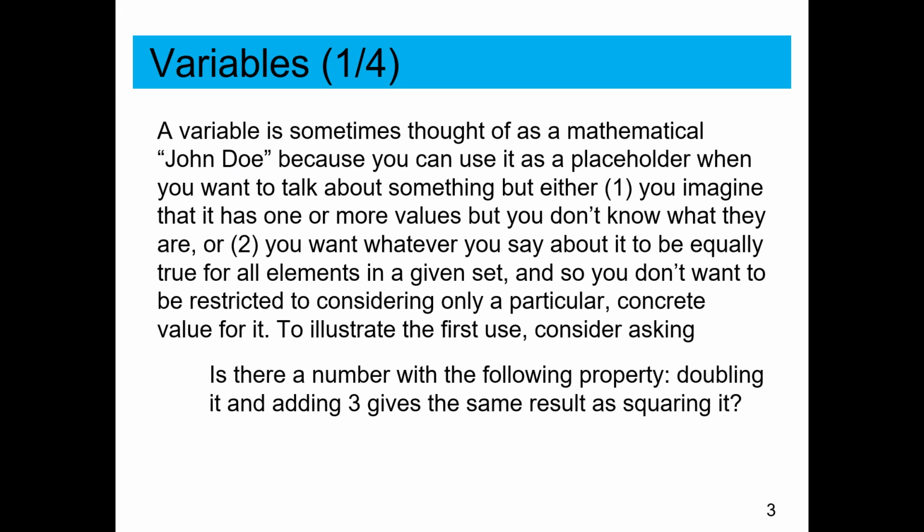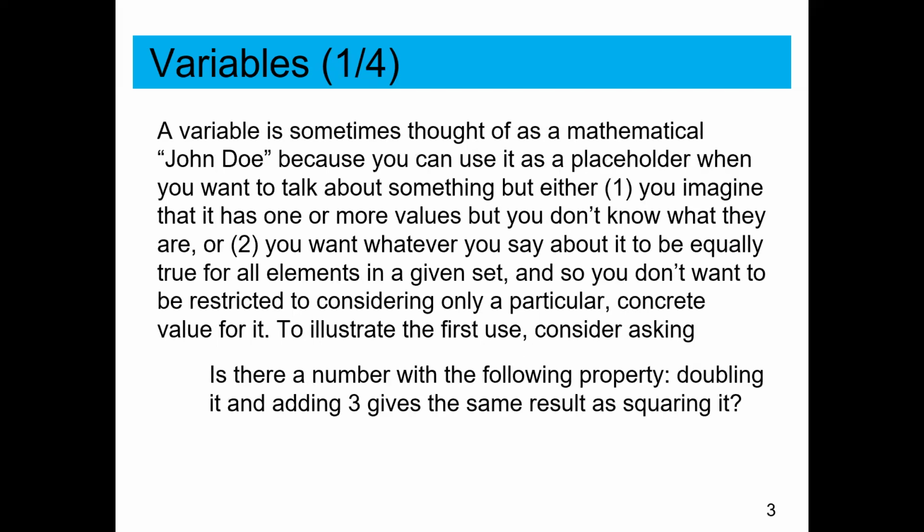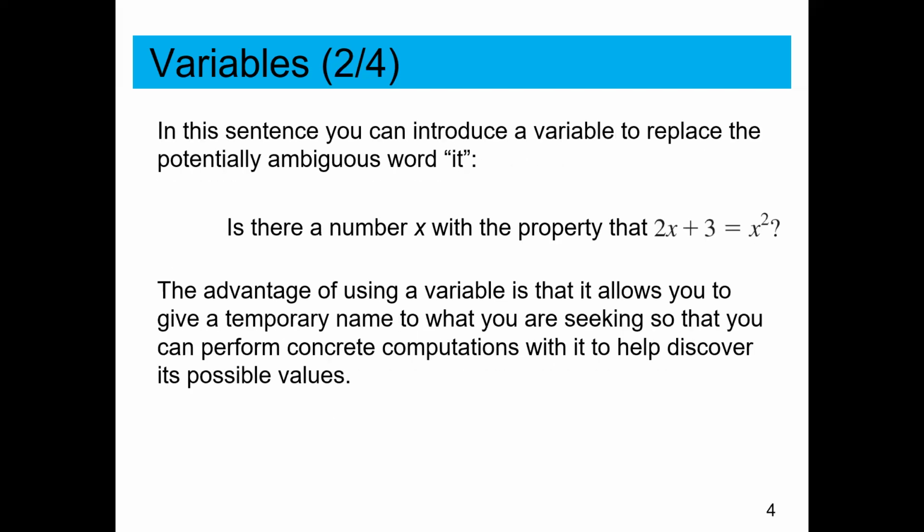So for instance, let's consider, is there a number with the following property? Doubling it and adding 3 gives the same result as squaring it. Well, we could write that as doubling a number is 2 times that number, plus 3 equals x squared, the square of that number. So this sentence is the exact same thing as that long situation. And we often really like when we have a nice, clear sentence to attack and understand.